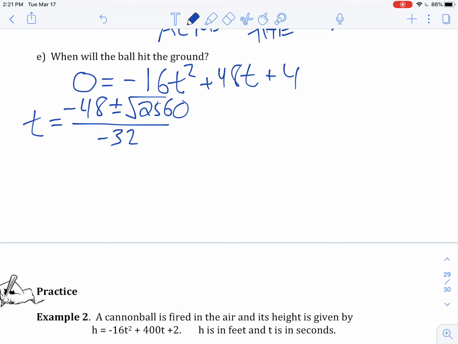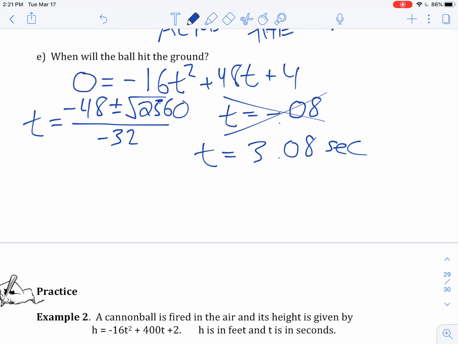This bottom number is 2a, which is 2 times negative 16. And then I would type that in my calculator the way we learned. For the first number, I get negative 0.08. I just cross that out. Can't have a negative time. And I get 3.08 seconds. And that's my answer.